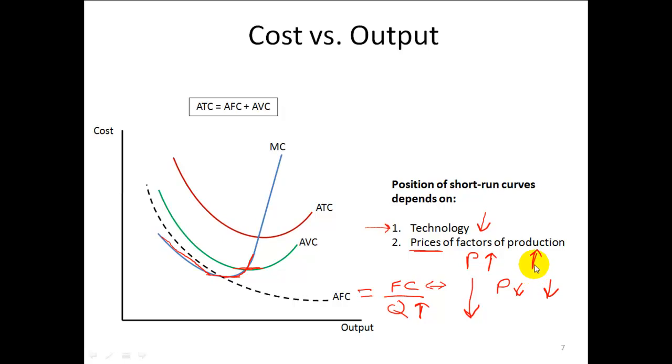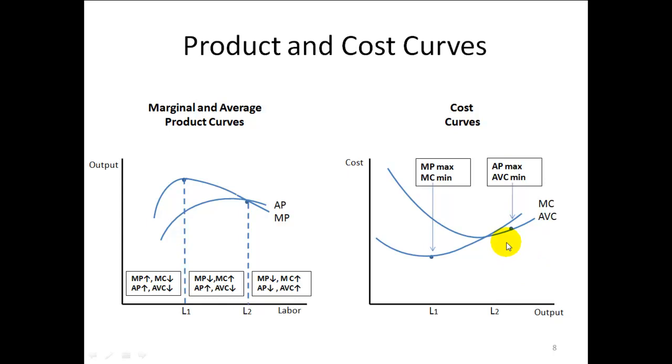Let's look at the relationship between the product curves and the cost curves now. On the left hand side of the screen, you are looking at product curves. First curve that you see is your marginal product. So as we discussed earlier, marginal product is the additional output for each additional unit of labor. So notice that in this region, our efficiency is improving. As we are adding more labor, our efficiency is improving, which means that our output is improving.